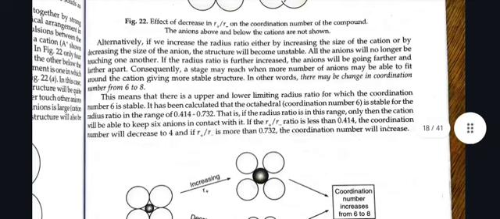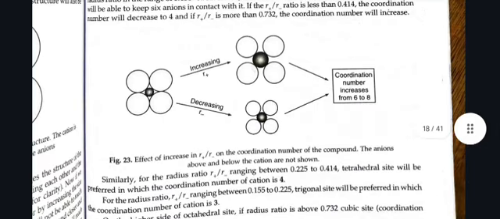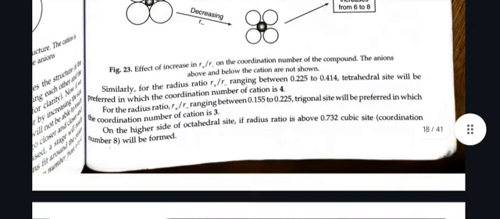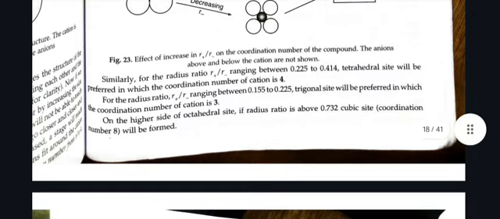Similarly, for a radius ratio ranging between 0.225 to 0.414, the tetrahedral site will be preferred, in which the coordination number of the cation is 4. For a radius ratio ranging between 0.155 to 0.225, the trigonal site will be preferred, in which the coordination number of the cation is 3. On the higher side of the octahedral site, if the radius ratio is above 0.732, a cubic site, coordination number 8, will be formed.